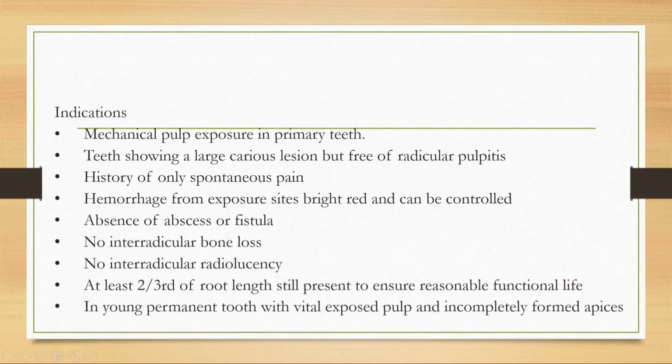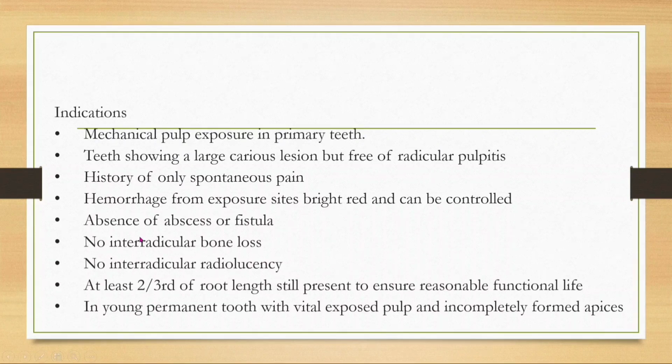So what are the indications of pulpotomy? One is mechanical pulp exposure, teeth showing a large caries lesion but free of radicular pulpitis, basically the infection which is technically within the crown or the coronal pulp. Next indication, history of only spontaneous pain. Hemorrhage from exposure site is bright red, and it can be controlled. That means it's a limited hemorrhage.